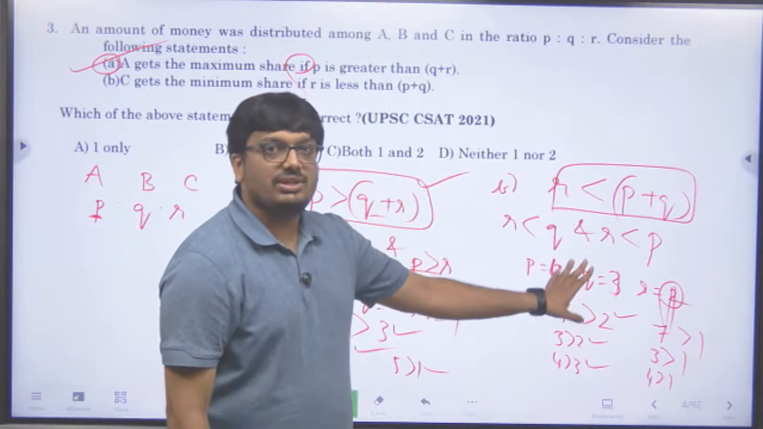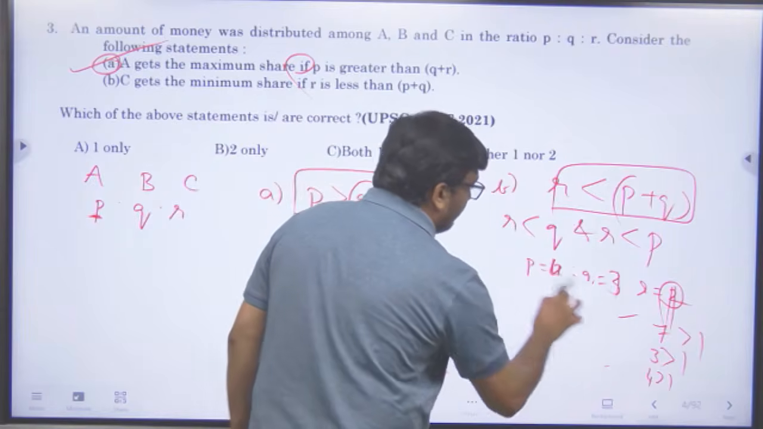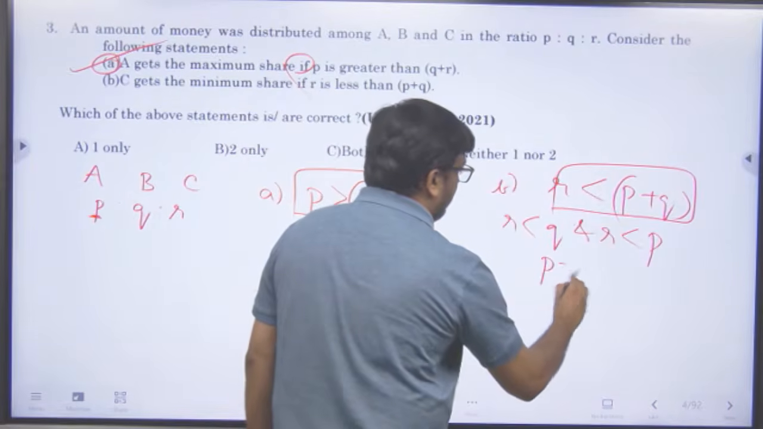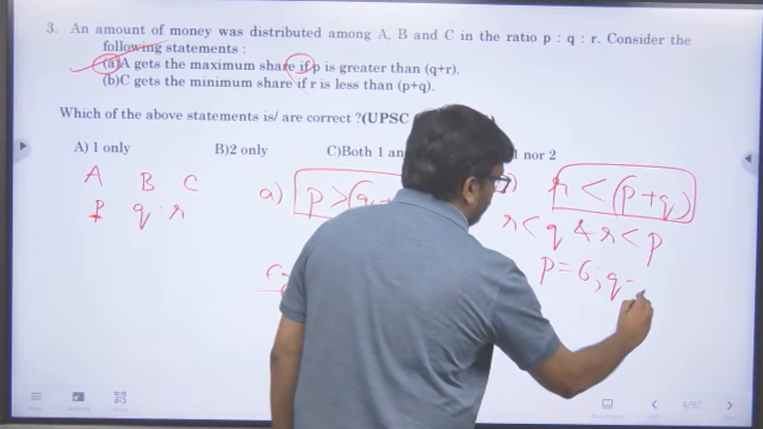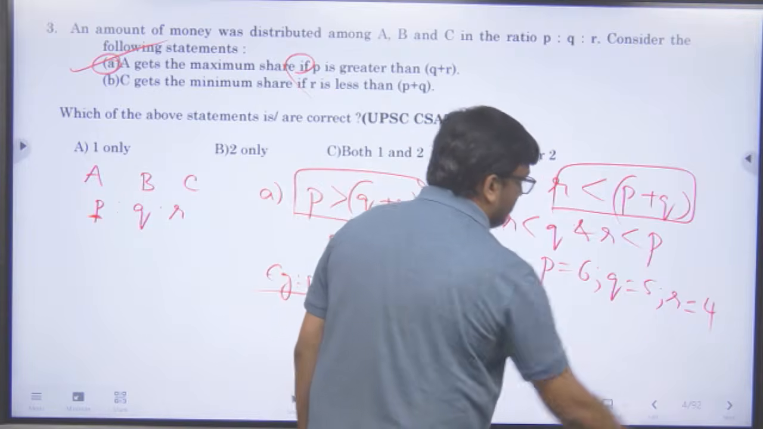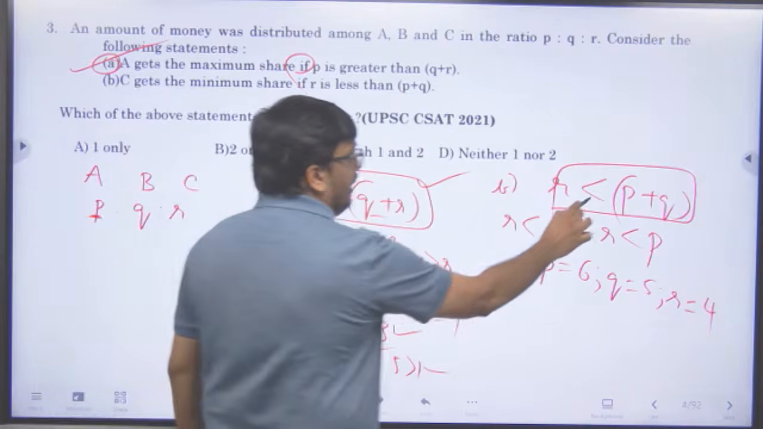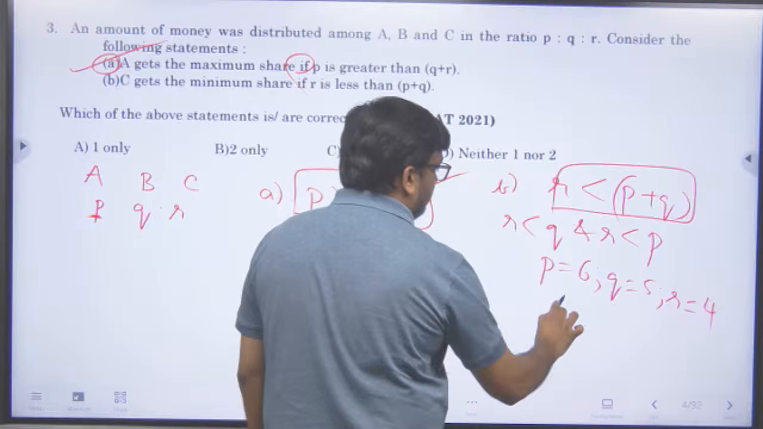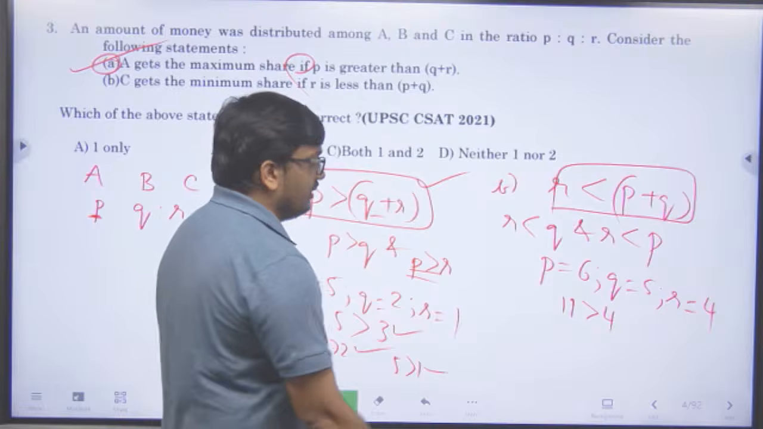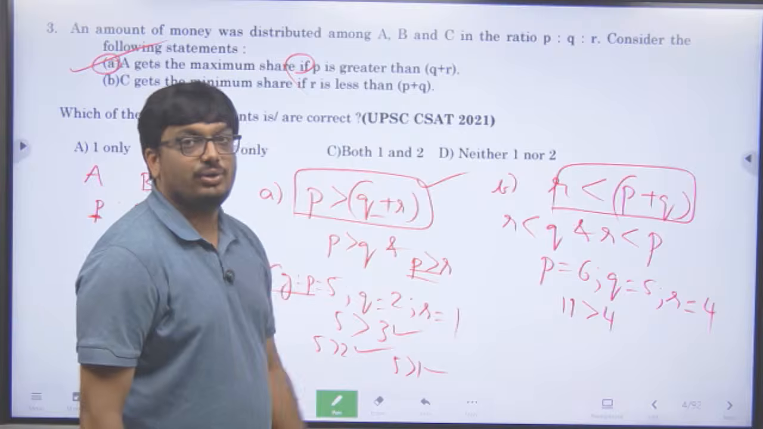Always in number system, check for worst case. How worst case means? Instead of these values, take P as 6, Q as 5, then R as 4. If you check for worst case, P plus Q should be greater than R. P plus Q, 6 plus 5, 11. 11 is greater than 4. Then individually if you check, that is also, it holds good.